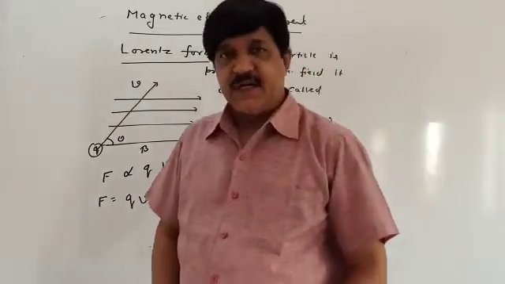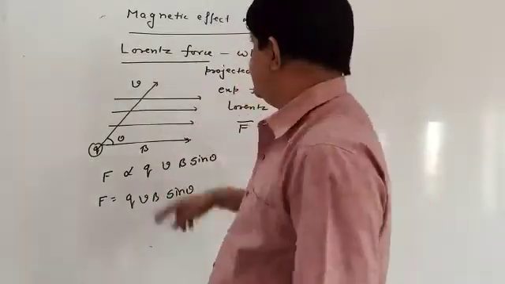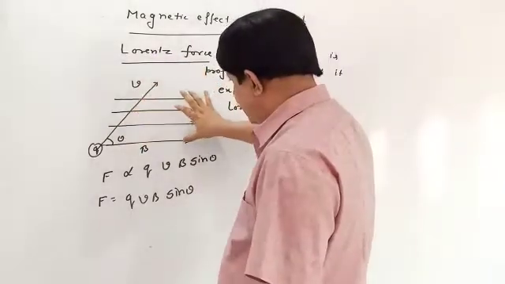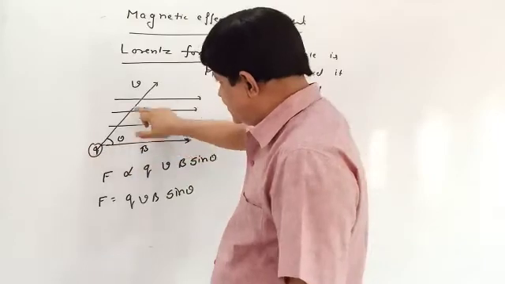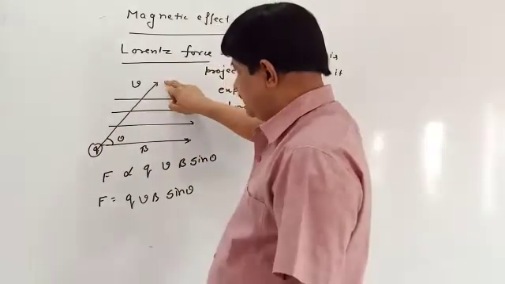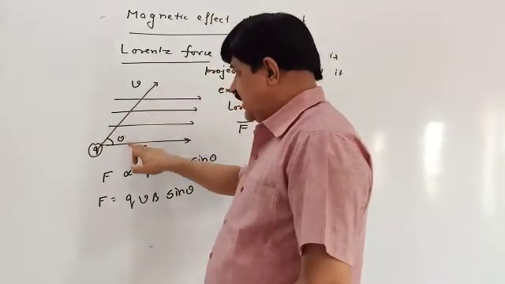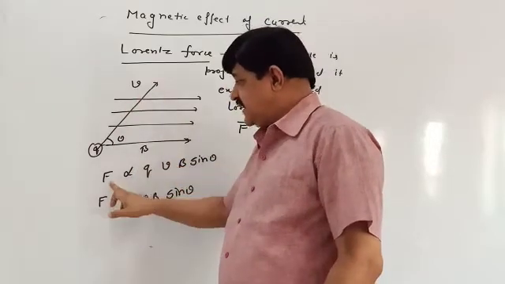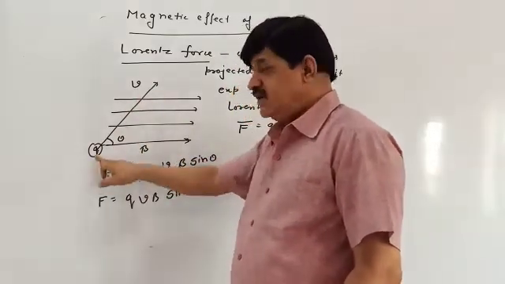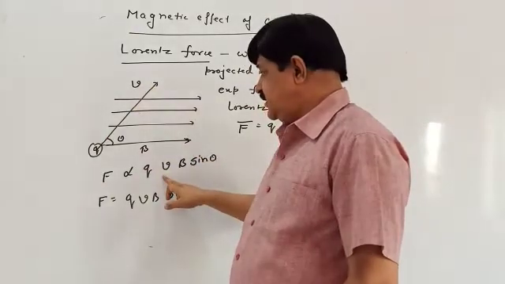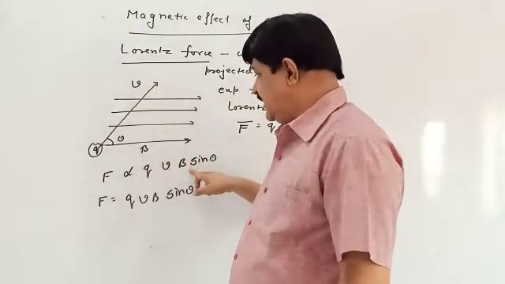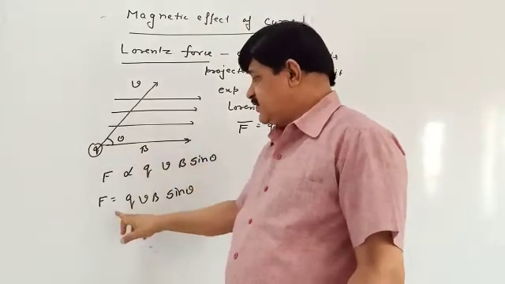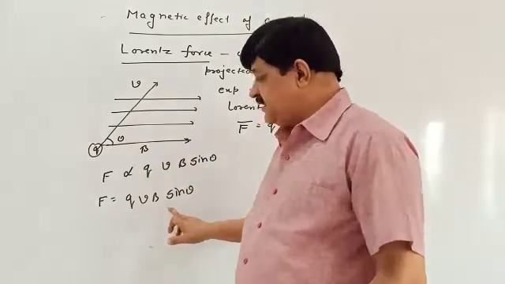Whenever any charged particle is projected in magnetic field, it experiences force that's called Lorentz force. This is horizontal magnetic field. A charged particle is projected in it with velocity v at an angle theta in magnetic field B. Then this force is directly proportional to charge, directly proportional to velocity, directly proportional to magnetic field, and also proportional to sine of theta between V and B. So F must be equal to QVB sine theta.